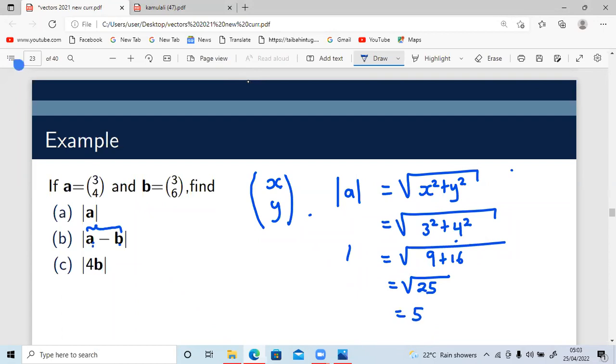When it comes to A minus B, first find out what A minus B is. We have looked at how we subtract vectors. My A is 3, 4 minus my B, which is 3, 6. So when you substitute, you have 3 minus 3 is 0. 4 minus 6 is what?